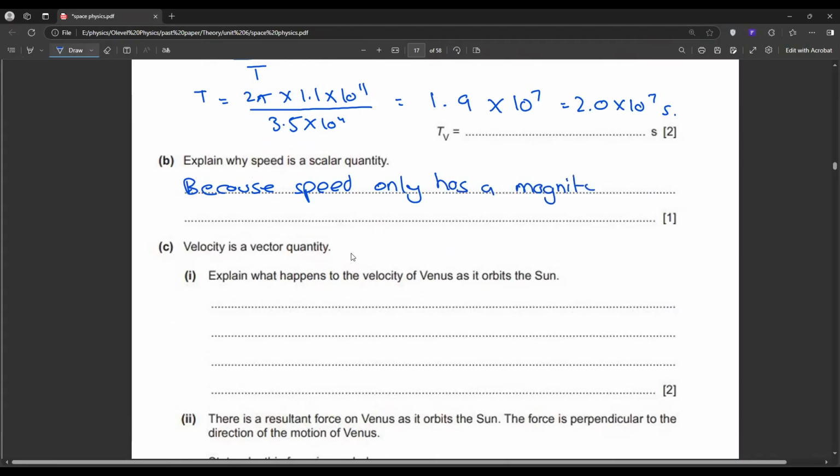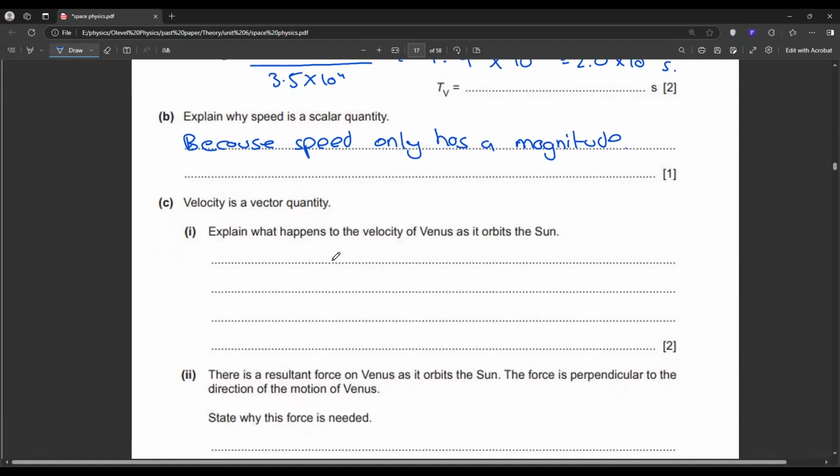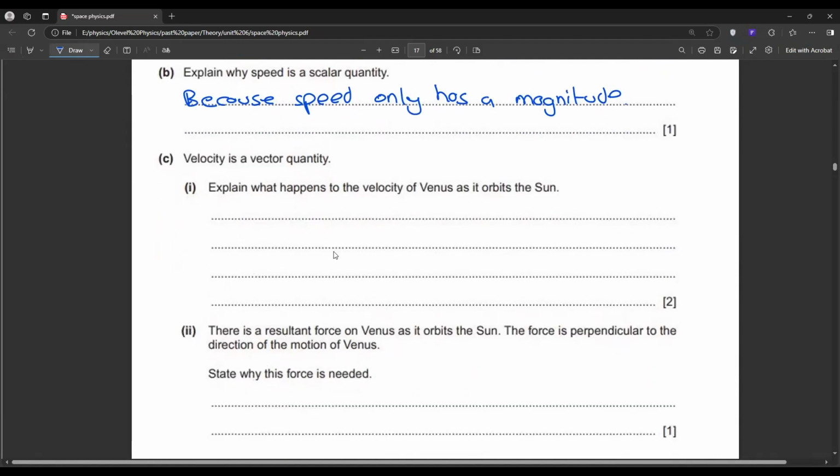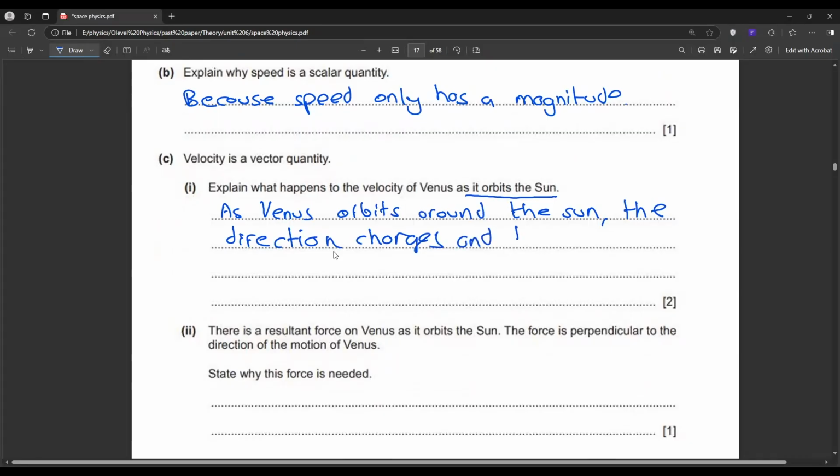Let's further move ahead. Velocity is a vector quantity. Explain what happens to the velocity of Venus as it orbits around the sun. As Venus orbits around the sun, the direction changes, and hence the velocity changes. Simple as that.